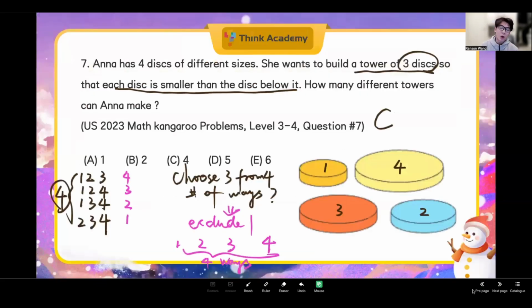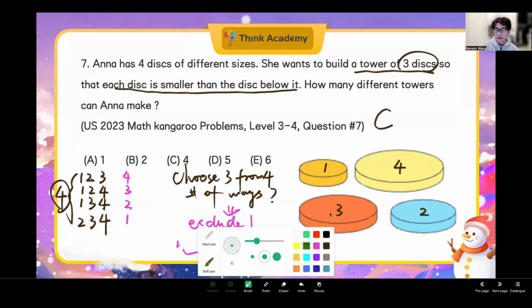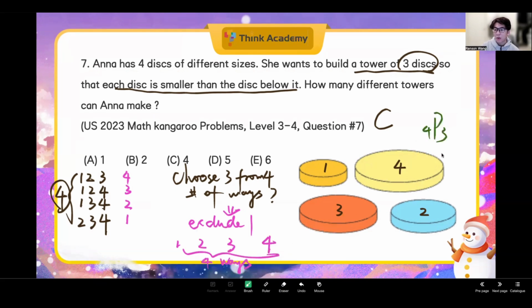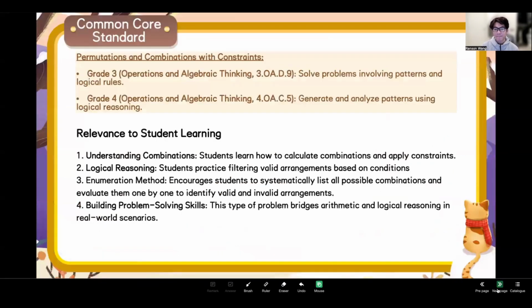So while preparing for MK, Math Kangaroo, or MCA, we'll actually prefer you to do it the second way, or later, when you learn something like 3P4 or 4P3, or C3, something like that. That's actually even more efficient to solve this kind of question. Okay.